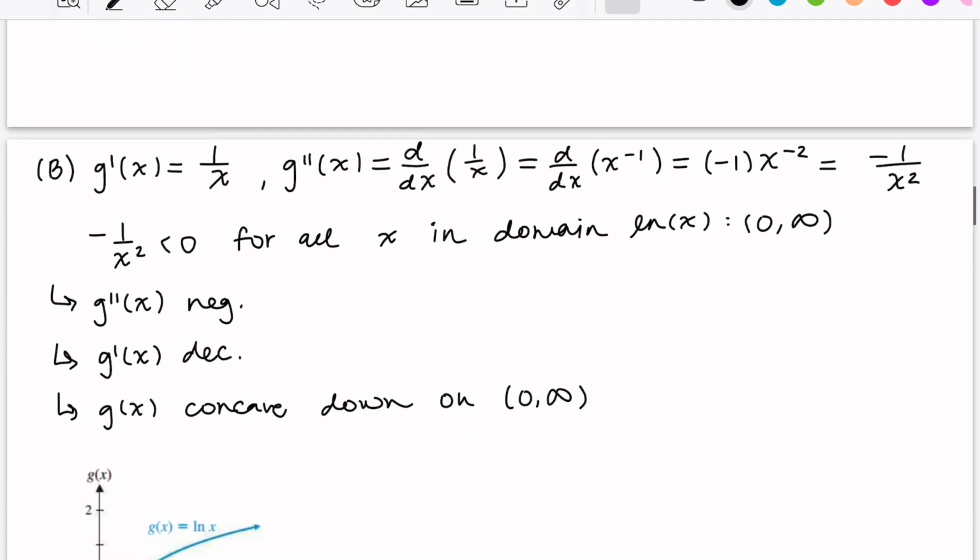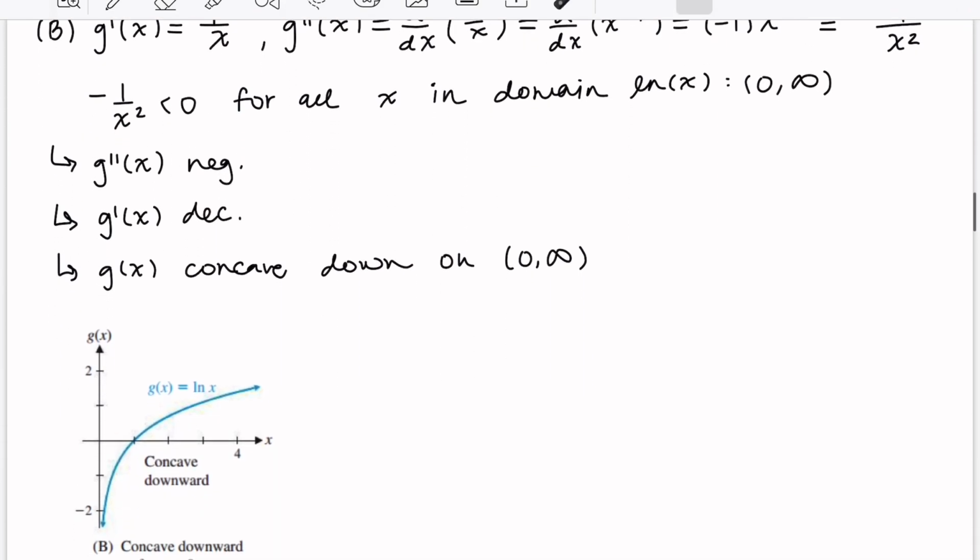All right. And then here is a sketch of that. We can see that our function is concave downward for all x values, or in all x values greater than 0, so all x values in our domain.